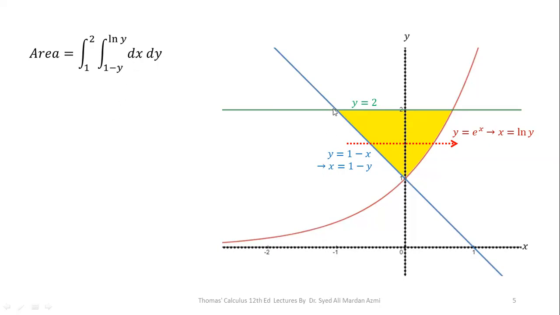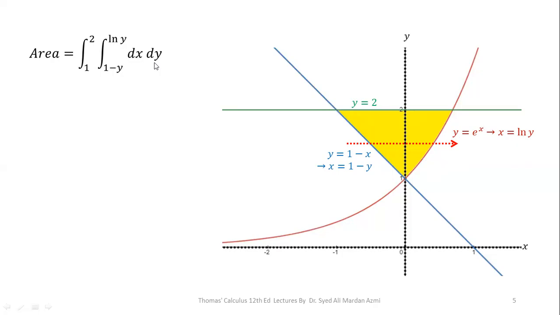So from this blue boundary, whose equation is y equal to 1 minus x, the value of x is 1 minus y. So the lower limit of x is 1 minus y. From the upper boundary where y is equal to e raised to power x, we can calculate the value of x by applying natural log on both sides. So we have x equal to natural log of y. So upper limit of x will be natural log of y. You can see here the lower limit of x is 1 minus y and upper limit of x is natural log of y.